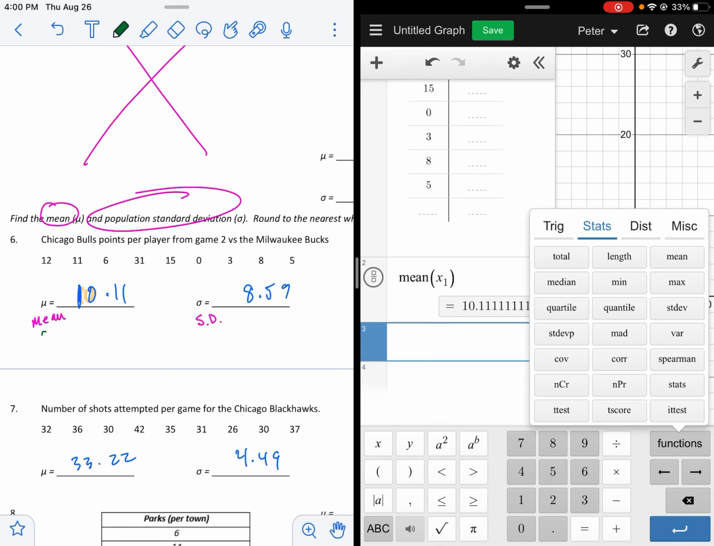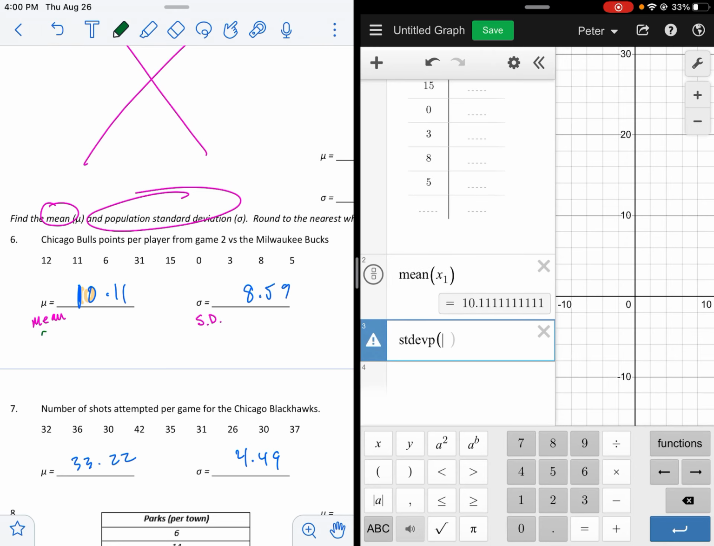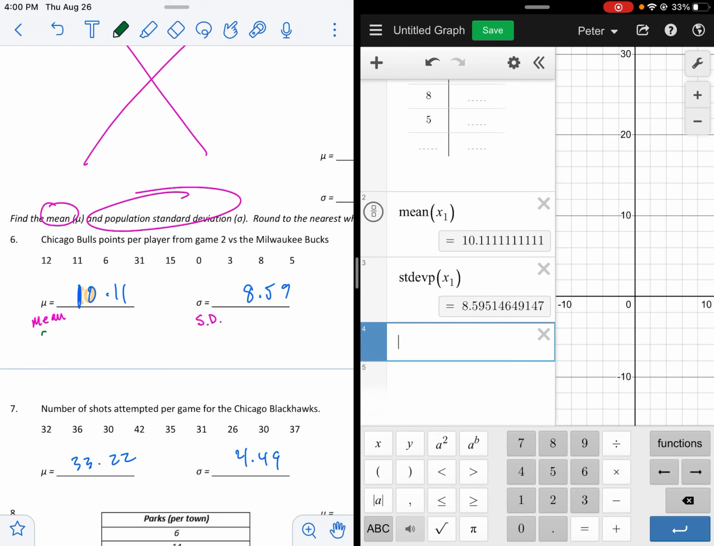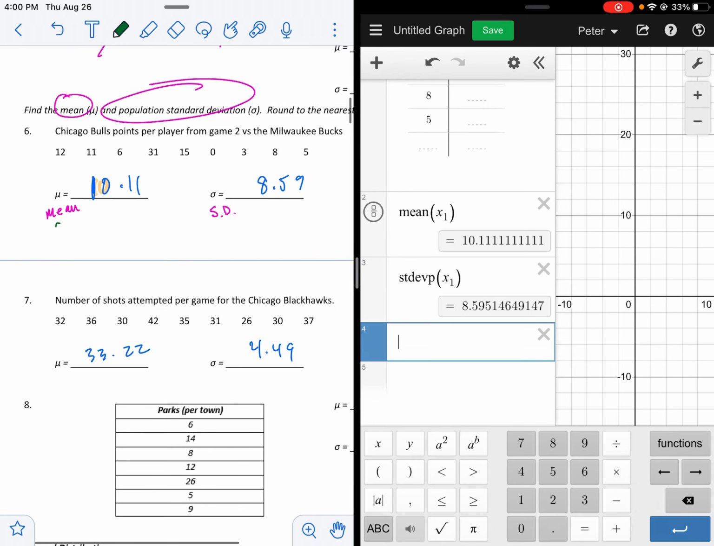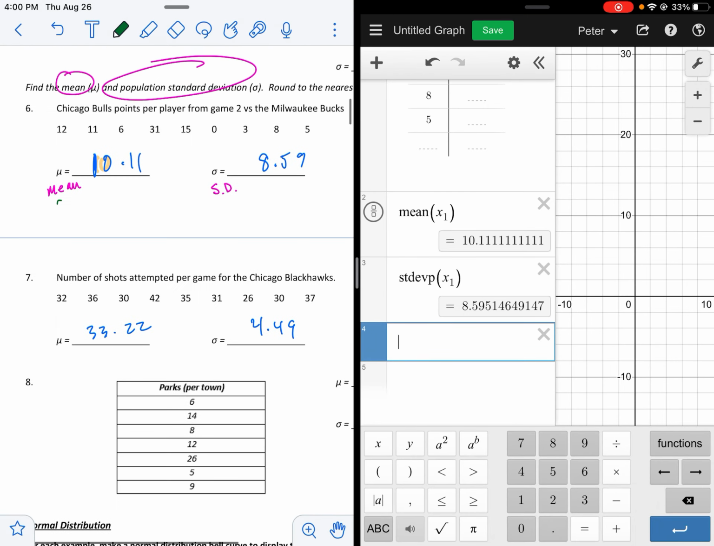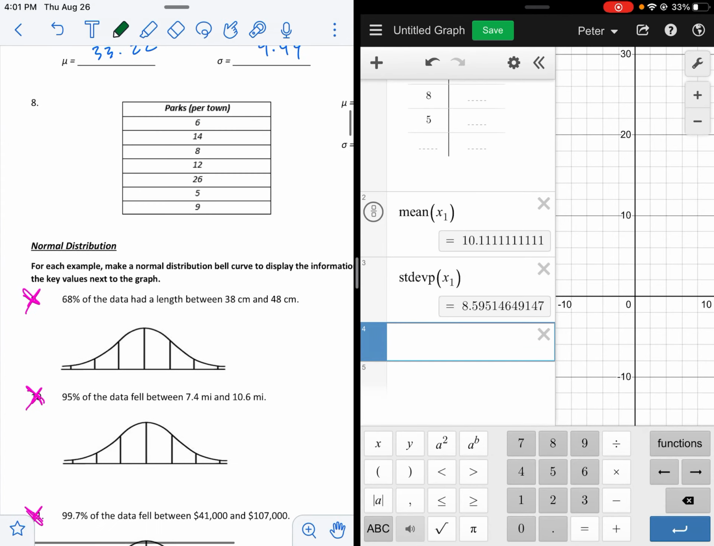Now there's 2 standard deviations. You want the one with the P, standard deviation population. That's what that's called, population, 8.59. You could have rounded to 8.6. So that's how you do 6, 7, 8.